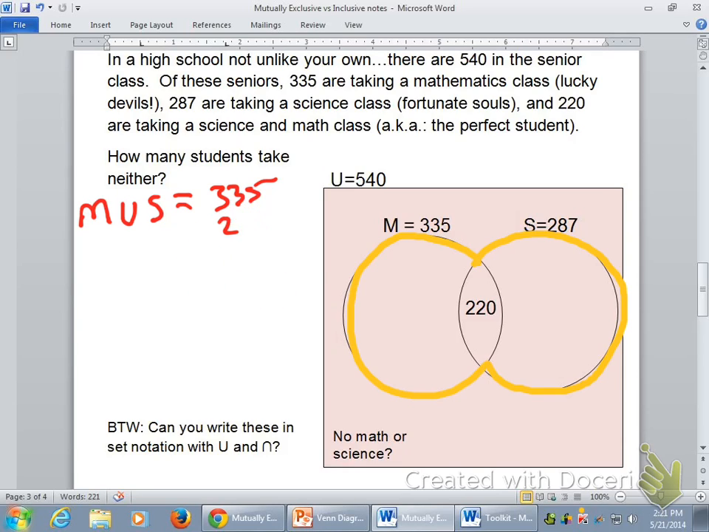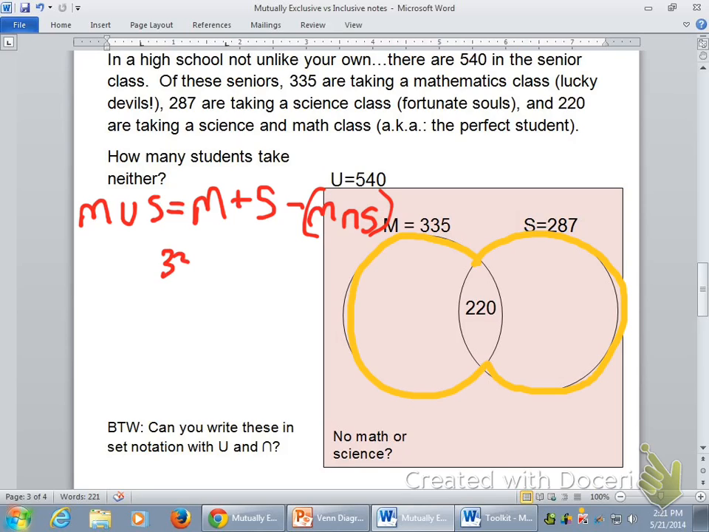Oh, I forgot about those. Still left that. It looks like this, guys. Remember, it's going to be M plus S, and then it's going to be minus M and S. Okay? Just like on our mutually inclusive.